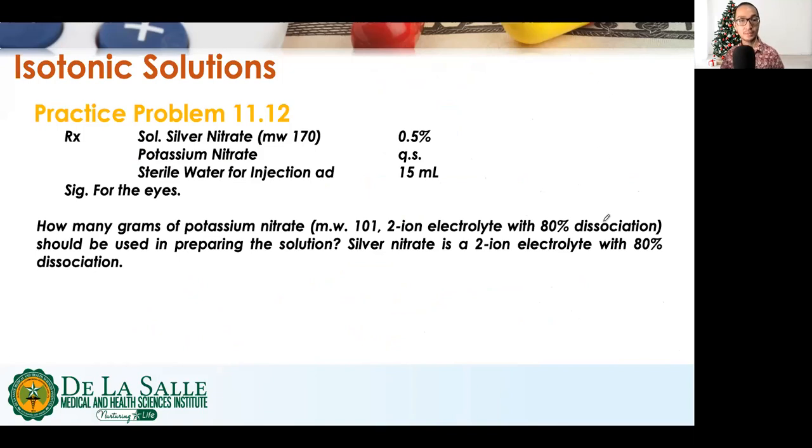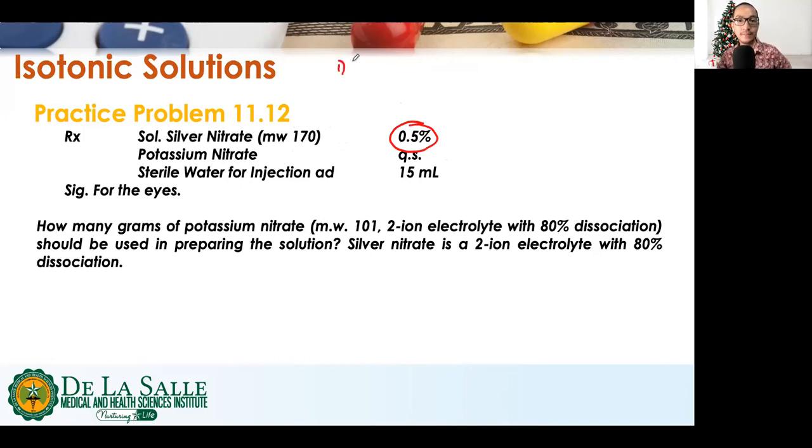And so how about this problem? It's actually the same. If you look at this particular problem, we don't have sodium chloride in the formulation. We have potassium nitrate. We have silver nitrate, which is our active ingredient. The difference is that instead of giving us the exact amount in grams, we have the amount of the drug in percentage. So once again, that's what we are going to do. We do the steps.